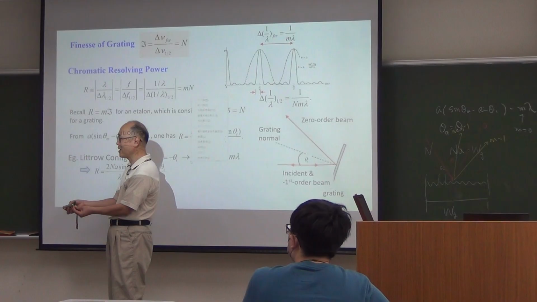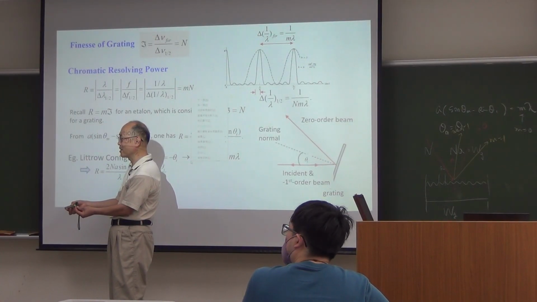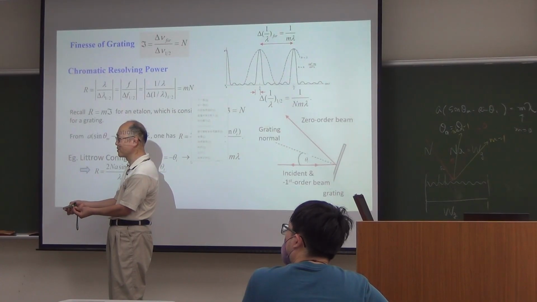Okay. And the other one is m equal to 1 beam. Which one is it? And m equal to 2? Yes, the small dot. That is m equal to 2. And m equal to minus 3. Which one is m minus 3? Yes, that is minus 3.